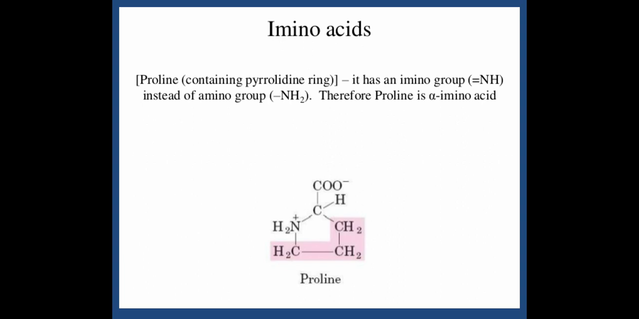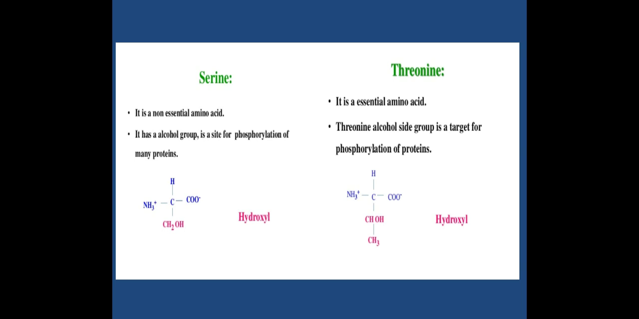Amino acid, proline. Proline contains a pyrrolidine ring. It has an imino group and therefore proline is considered as an alpha imino acid. Serine and threonine. Two amino acids, serine and threonine, possess a hydroxyl group. Serine is a non-essential amino acid while threonine is an essential amino acid.